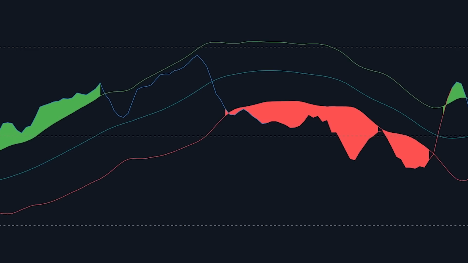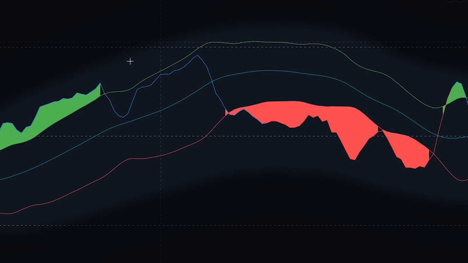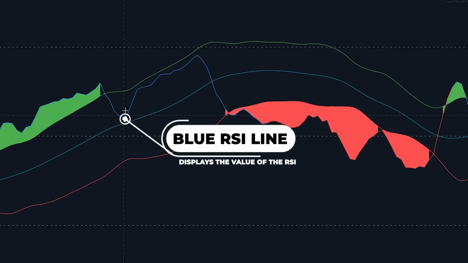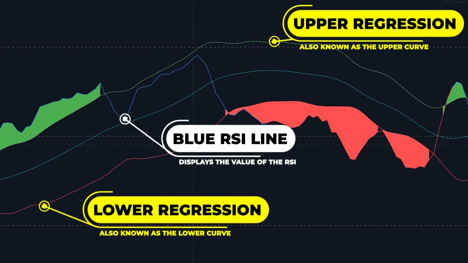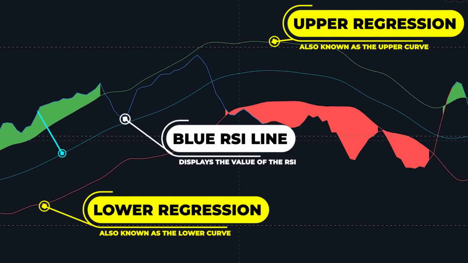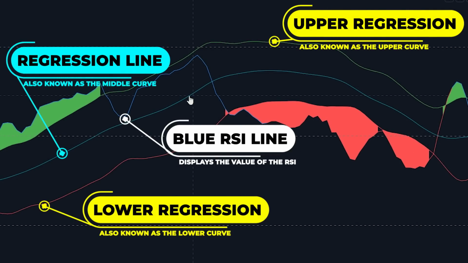Now let's take a look at how the indicator works. The indicator consists of three main components. The first component is the blue RSI line that shows us the value of the RSI. The second components of the indicator are the upper and lower linear regression lines, also known as the upper and lower curves. You can see that when the RSI line goes outside of these upper or lower linear regression lines, the plot will be filled in with a red or green color. The final component is the regression line, also known as the middle curve.